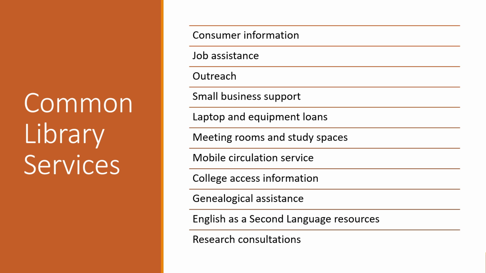The textbook also describes services with examples like circulation, reference, research assistance, and interlibrary loan. So some common library services listed on page 136 of the textbook are consumer information, job assistance, outreach, small business support, laptop and computer loans, meeting room and study spaces, mobile circulation service, college access information, genealogical assistance, English as a second language resources, and research consultations. Again, this is not an exhaustive list, just some common library services.